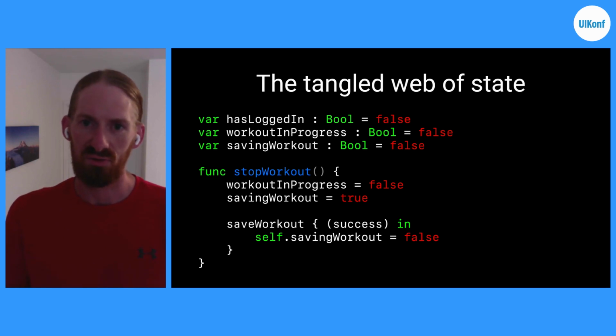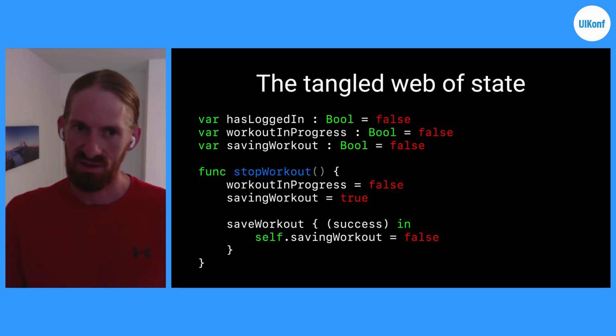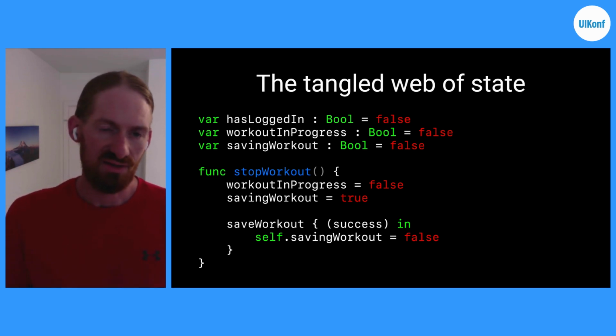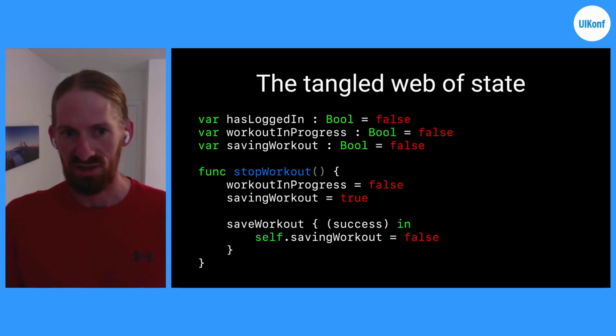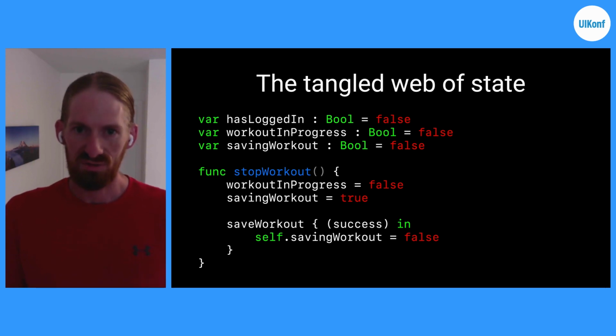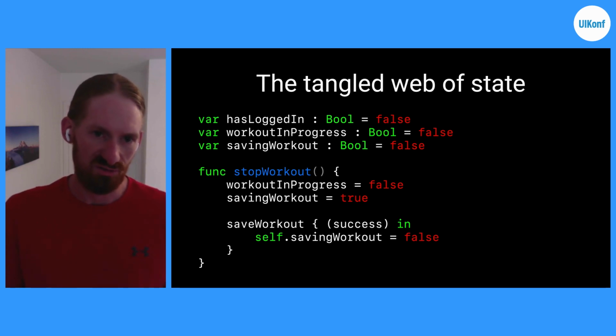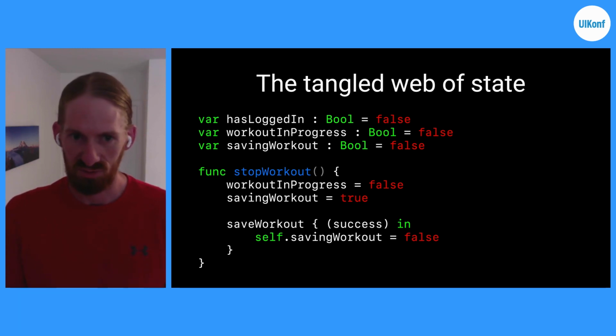Now we receive another requirement for our start workout method. We want to prevent starting a new workout while we're in the middle of saving the prior workout, so we add a new variable to track if we're currently saving a workout. And this is where the web of state starts to get very tangled. First, we set workout in progress equal to false, since we've stopped tracking the workout, but saving the workout is an asynchronous task, so we set the saving workout variable to true when we start saving, and back to false when we finish saving.